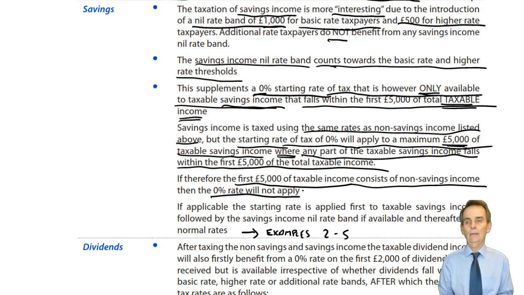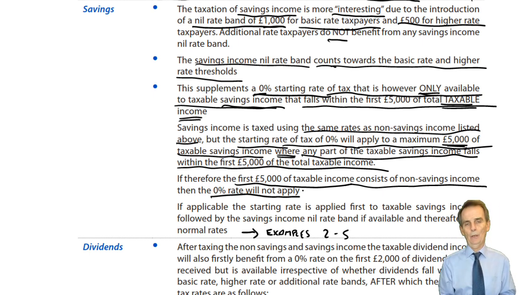If, however, your, for example, non-savings taxable income was £15,000, if it was £15,000, your non-savings income, the personal allowance to deduct from that £15,000 would bring you down to taxable non-savings income.